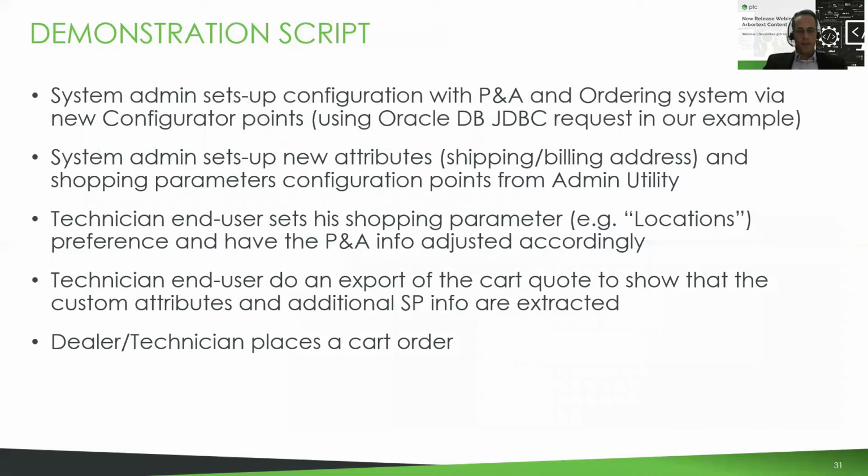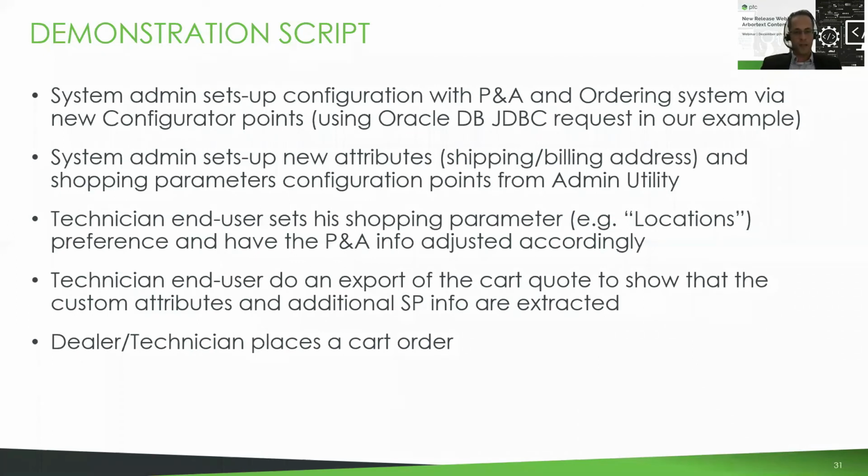And now I'll jump directly to a quick demonstration script that I want to follow here. It will start with a system administrator that sets up the configuration with the price and availability or ordering system in the configurator. Then I'll show you how the system admin sets up a couple of new attributes and adds those to the shopping cart, as well as to the shopping parameter section of the admin utility. Then I'll switch roles here, and as the technician end user, I'll show you how those shopping parameters are reflected and behaving on the ACD delivery application.